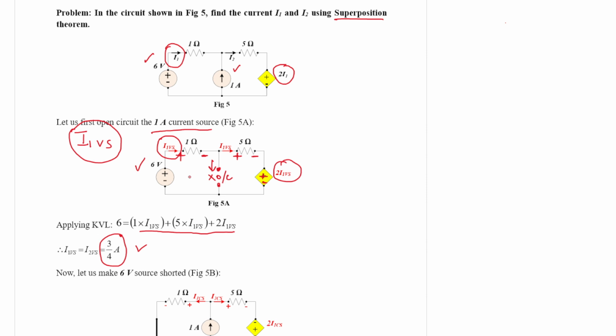In the problem it is asked to find the currents I1 and I2. It is determined. In the first figure, I1 is I1 Vs, which we have evaluated as 3/4 ampere, and the I2 current, which is the same as I1 Vs, is also equal to 3/4 ampere.